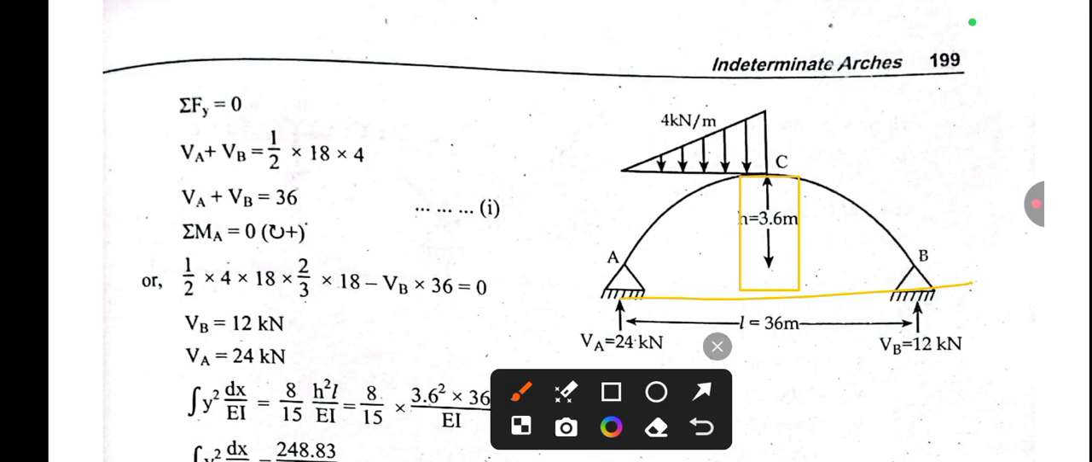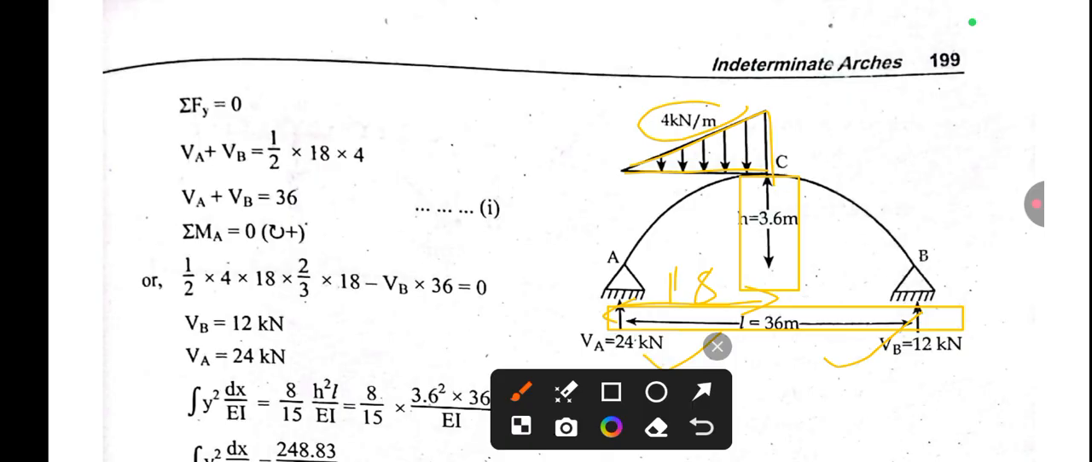You can see here, the length we have calculated is 36 meter. From here you can see the UDL is applied on the left side of the span. So you can see we have two different parts, this one is the right and this one is the left side. So UDL is acting over here. How much? 4 kN per meter. Half of 36 means this is acting from here to here, that is 36 by 2, 18 meter. This UDL is acting.